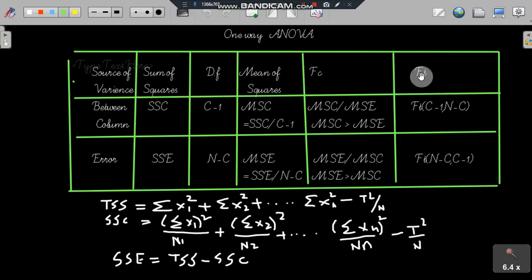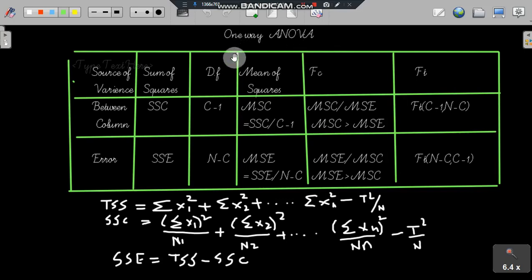Dear students, I am happy to discuss this second unit in your syllabus, that is designing experiments. I will discuss that afterwards. Before that, let me discuss the analysis of variance. What is ANOVA? Analysis of variance.